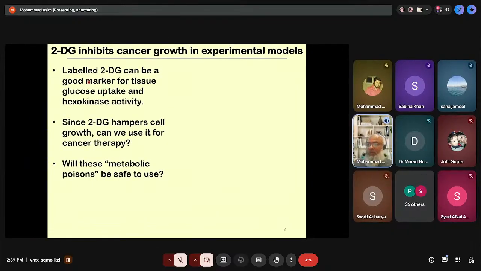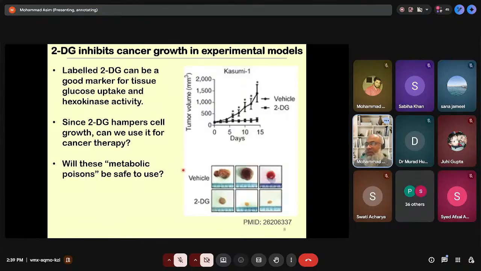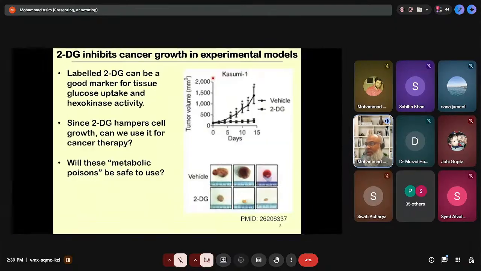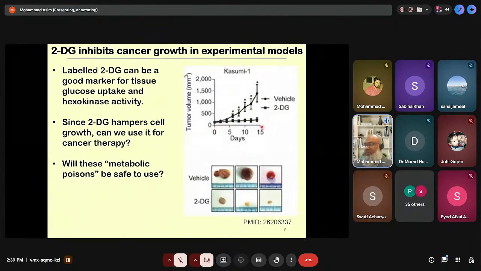2-deoxyglucose where this has been given to animals, and I give you an example here. These are animals, mouse, in which the tumors are grown, and then they are given 2-deoxyglucose as a treatment. And look what happens here in these mice which have tumors. They can grow. You can see on the y-axis the tumor volume, and how many days it takes for the tumor to achieve this volume.